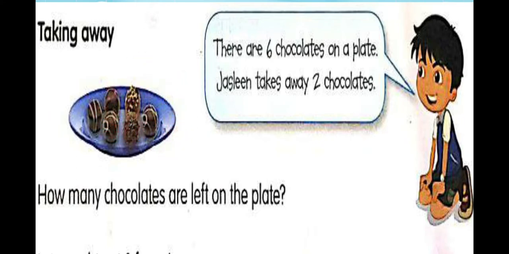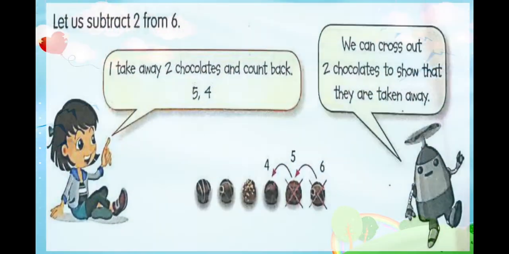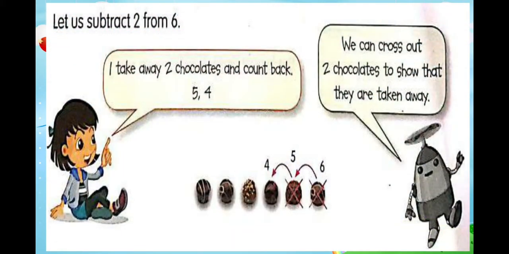We took away 2 chocolates from it. So the answer will be, let us subtract 2 from 6. 6 chocolates थे, उसमें से हमें 2 chocolates निकालने हैं. I take away 2 chocolates and count back from 5, 4. As we have 6 chocolates, I am going to just take away. मैं backward counting करूँगी from 6 to 5 and 5 to 4. And we can cross out 2 chocolates to show that they are taken away. हम backward count करेंगे और जितने भी chocolates ले लिए हैं उनको cross कर देंगे.